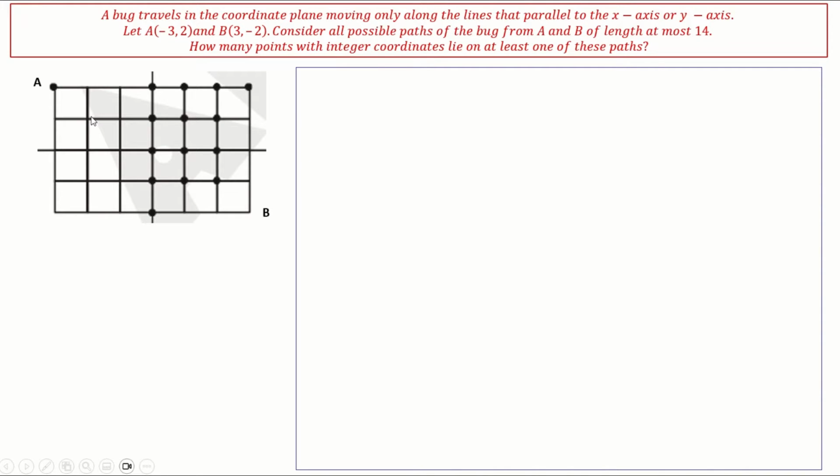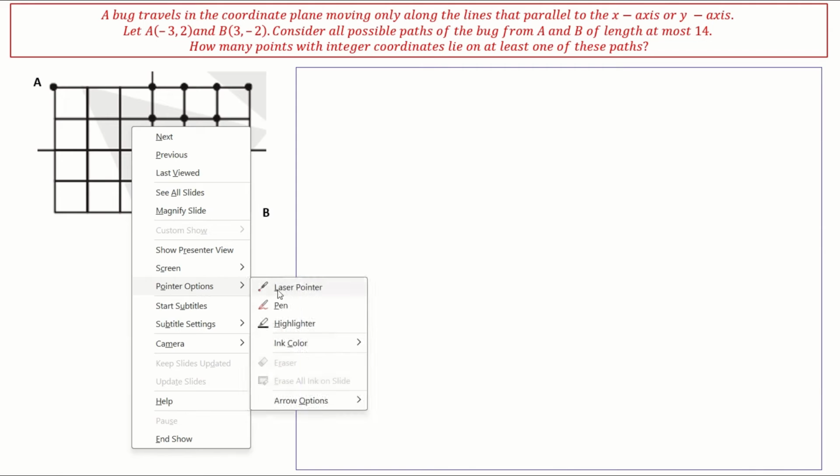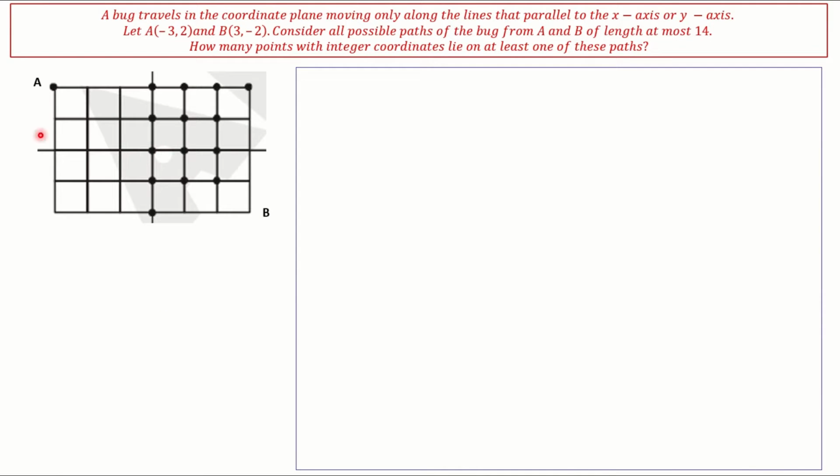So this is a graph basically. A is at minus 3 comma 2. This is x-axis, this is y-axis, this is 0 comma 0. So this is minus 3 comma 2 and this is 3 comma minus 2. Bug has to travel from here to here. So if you see, there are 10 ways it can only travel x-axis and y-axis. It cannot go cross. So if you count it, maximum it can take is 1, 2, 3, 4, 5, 6, 7, 8, 9, 10. This is 10. In 10 steps it can go from A to B.